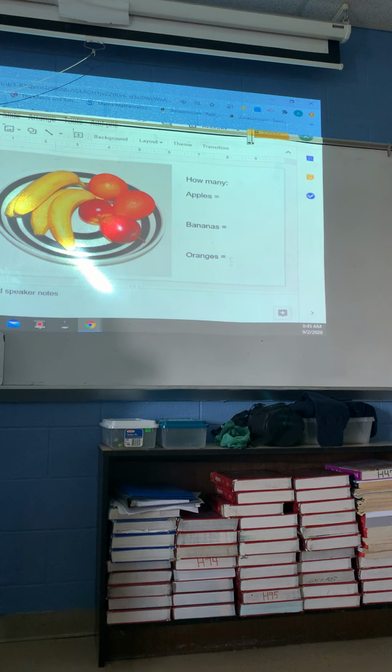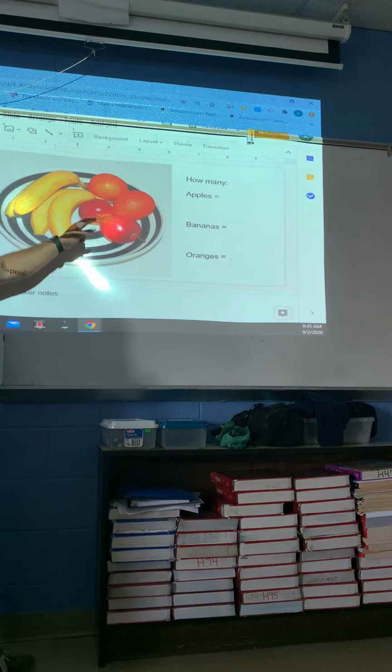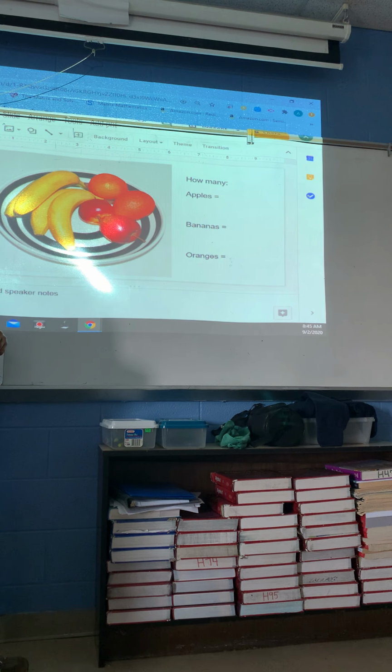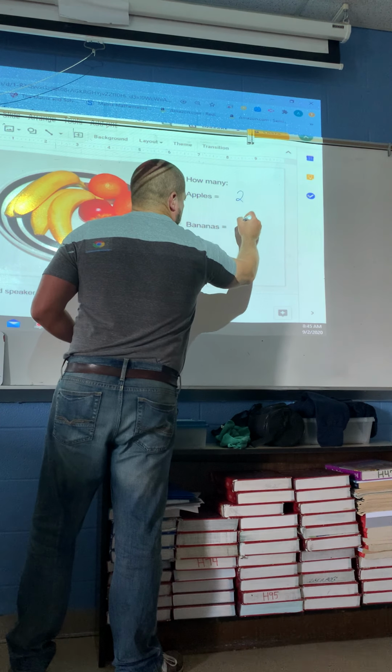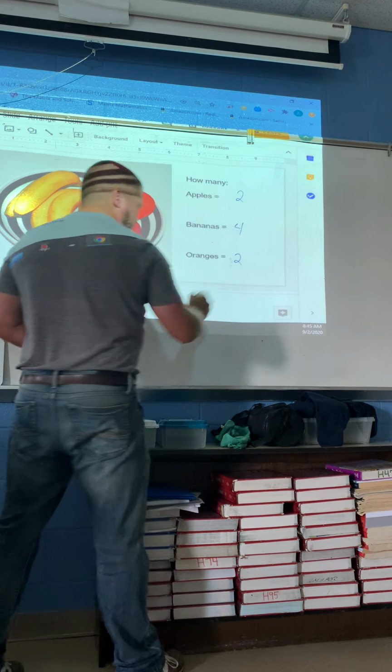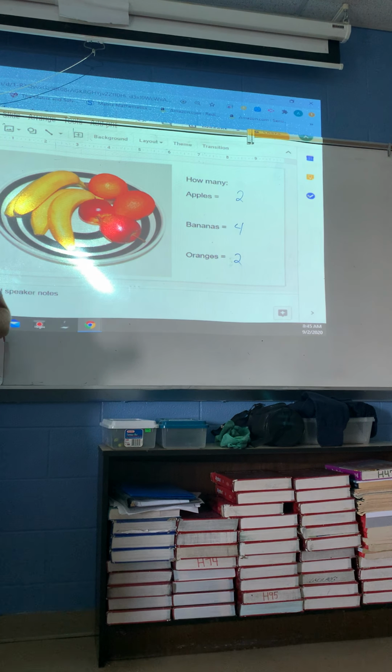So we're going to start with just counting things in a picture. The question this wants to know is how many apples are there? Well, we've got 1, 2. How many bananas? 1, 2, 3, 4. And oranges, 2. So there were 2 apples, 4 bananas, and 2 oranges. Okay, this is very similar to what we're going to see when we start combining like terms.